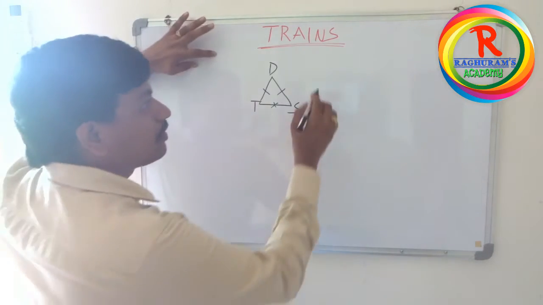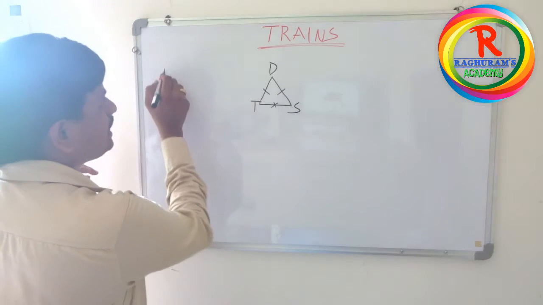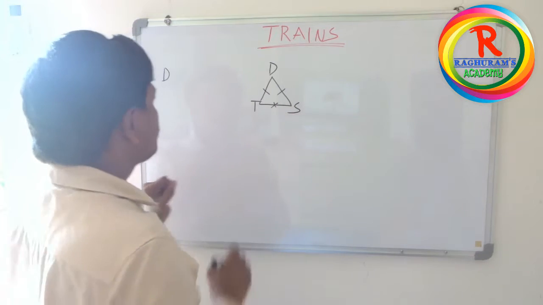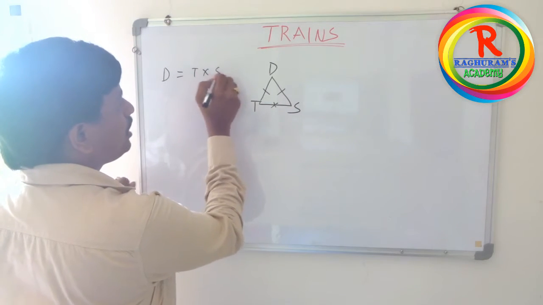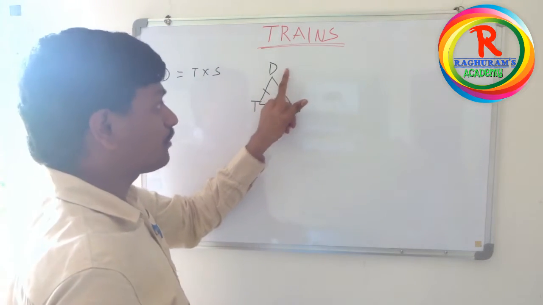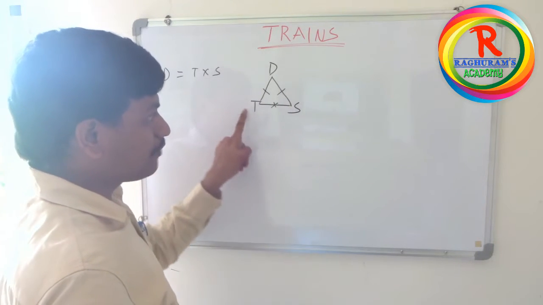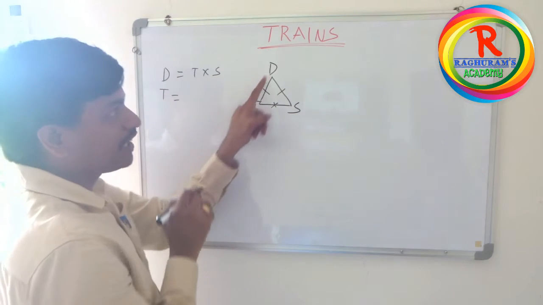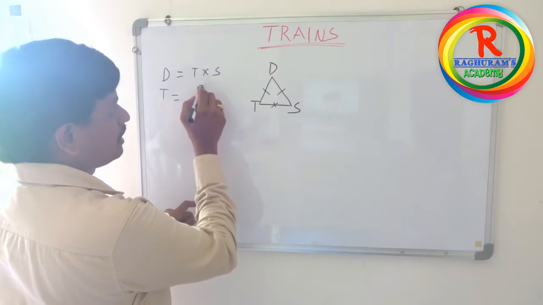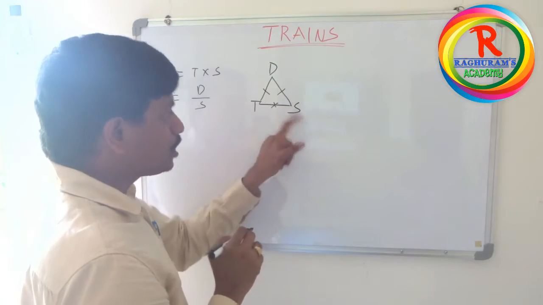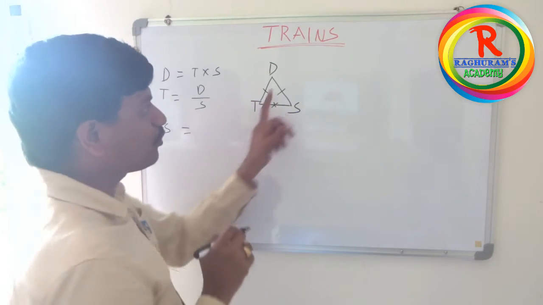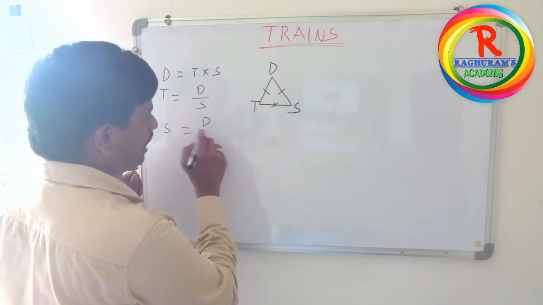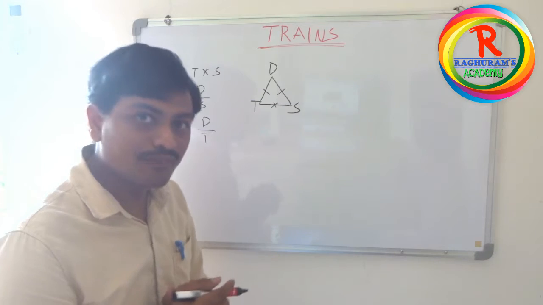So the single formula we have: D is called distance, T is time and S is speed. So D is equal to time into speed. Speed into time or time into speed, whatever we can write. Suppose if I want time, what do you get? D by S, distance by speed. Suppose I want speed. Speed is equal to D by T, that is distance by time. Like this we can find anything.